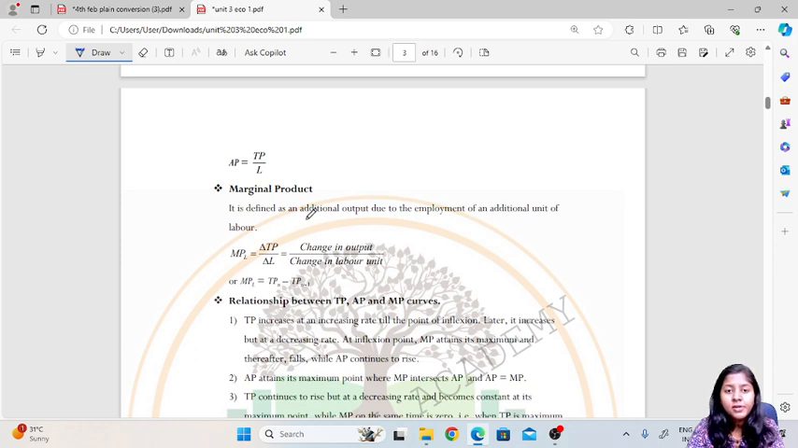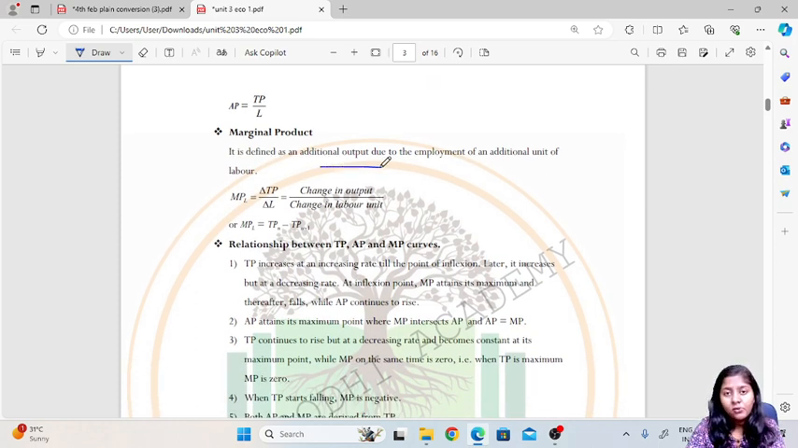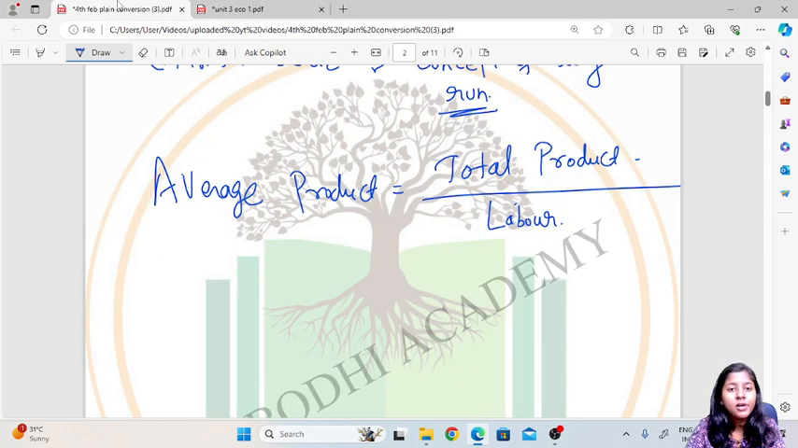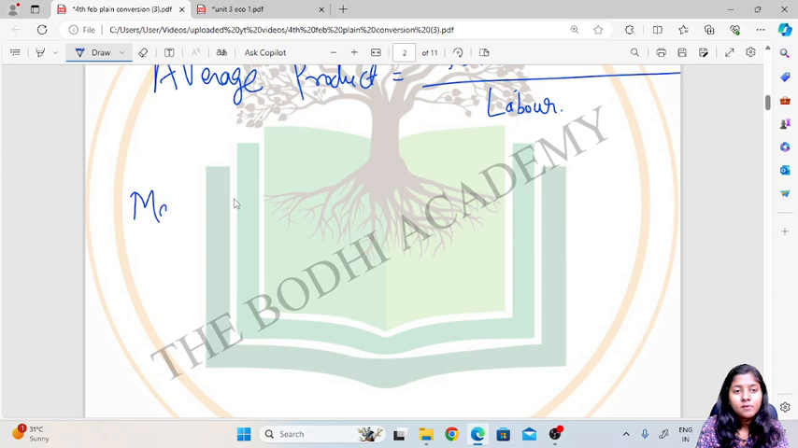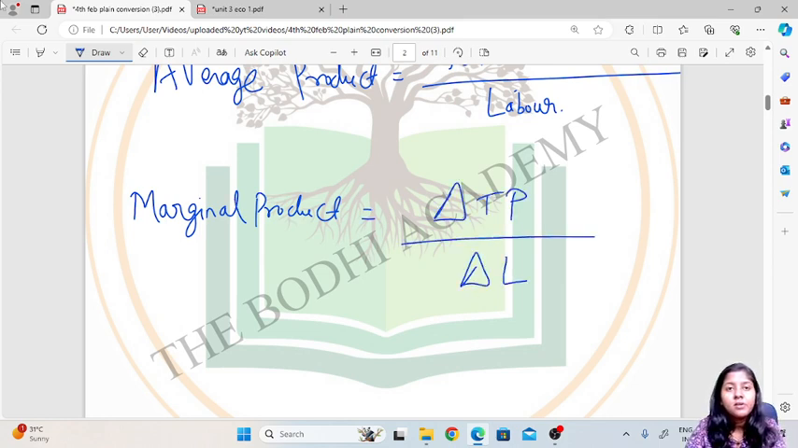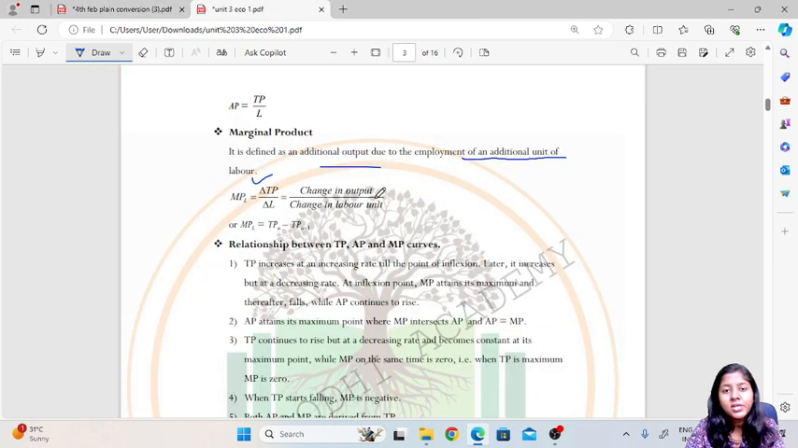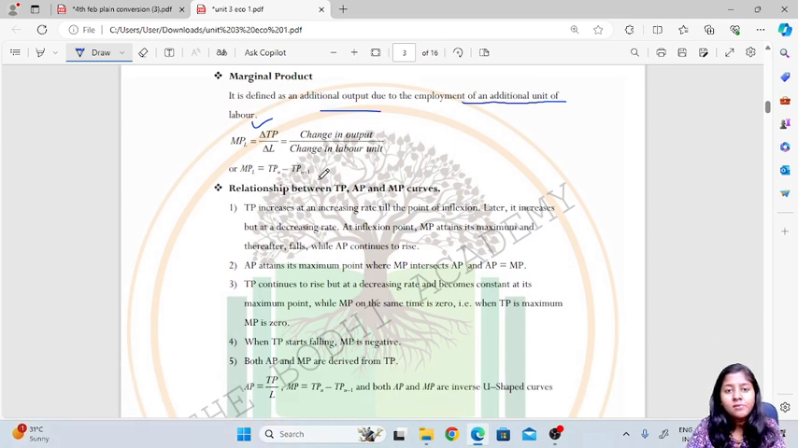Then marginal product is defined as an additional output due to the employment of an additional unit of labor. So how are we going to find the marginal product? Marginal product is change in total product divided by change in labor. Okay, so here we can see change in output divided by change in labor. There is also another formula, where we can subtract.